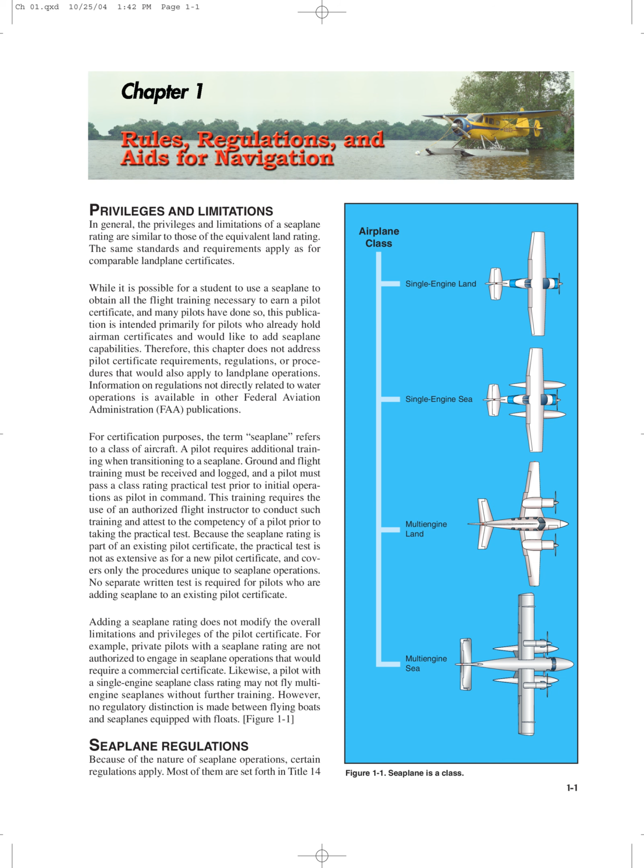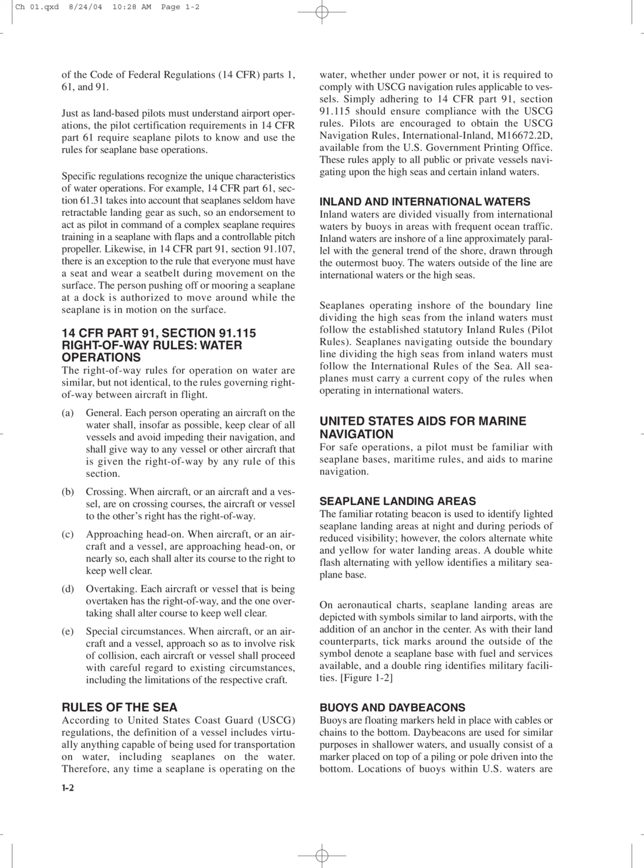For example, 14 CFR Part 61, Section 61.31 takes into account that seaplanes seldom have retractable landing gear as such, so an endorsement to act as pilot in command of a complex seaplane requires training in a seaplane with flaps and a controllable pitch propeller. Likewise, in 14 CFR Part 91, Section 91.107, there is an exception to the rule that everyone must have a seat and wear a seatbelt during movement on the surface. The person pushing off or mooring a seaplane at a dock is authorized to move around while the seaplane is in motion on the surface.